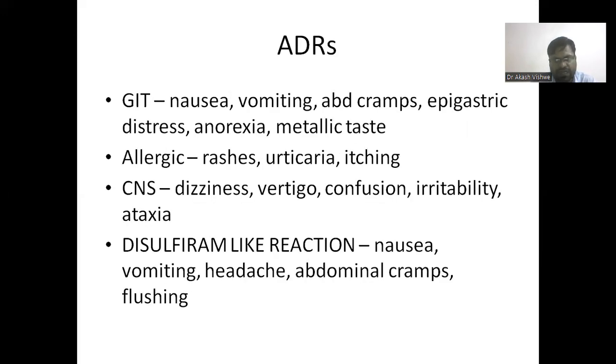So the adverse drug reactions of metronidazole, more ADRs are actually on the GIT tract. These are nausea, vomiting, abdominal cramp, epigastric distress, anorexia, metallic taste. And somewhat it is also allergic. Some allergic ADRs like rashes, urticaria, and itching can also be possible. And when we are talking about the central nervous system related areas, these are dizziness, vertigo, confusion, irritability, and ataxia can occur.